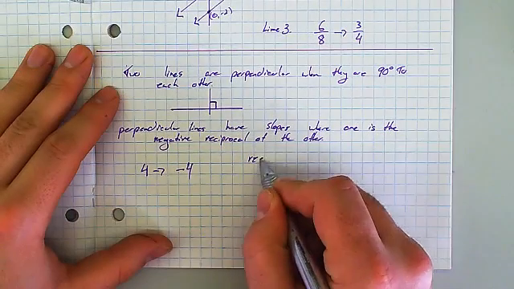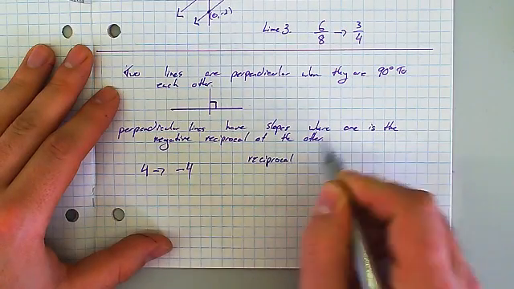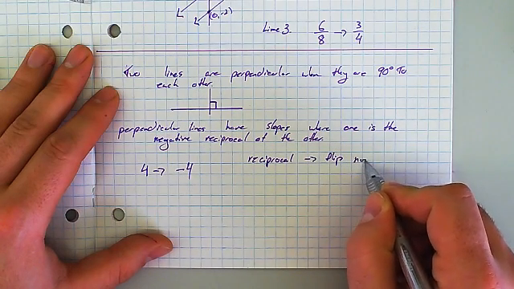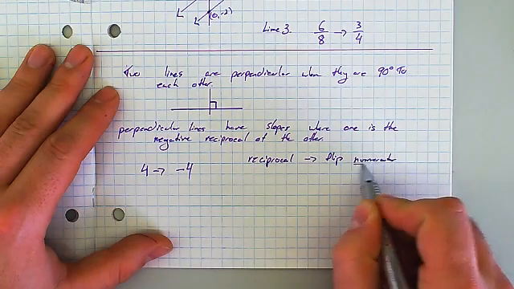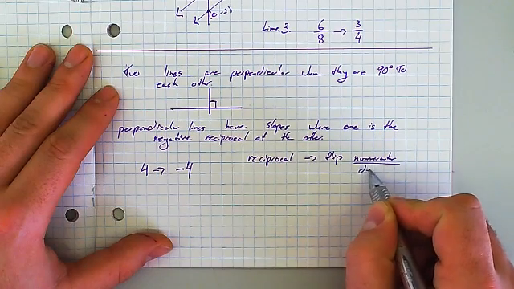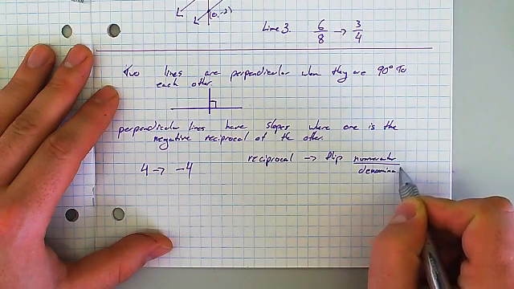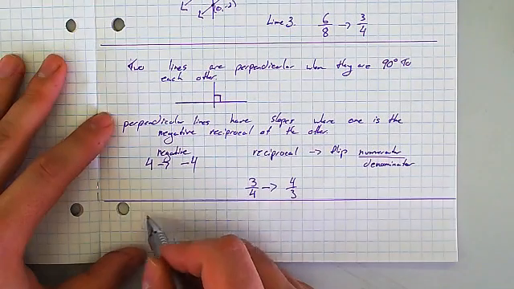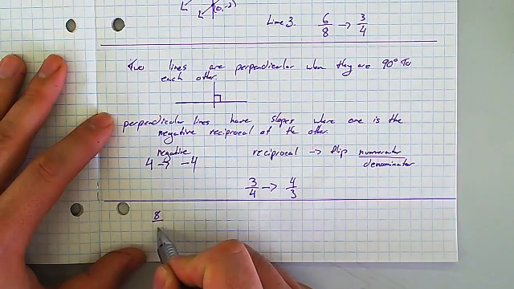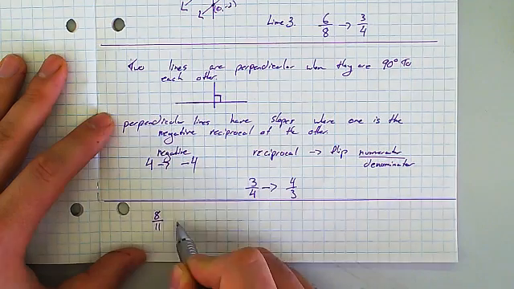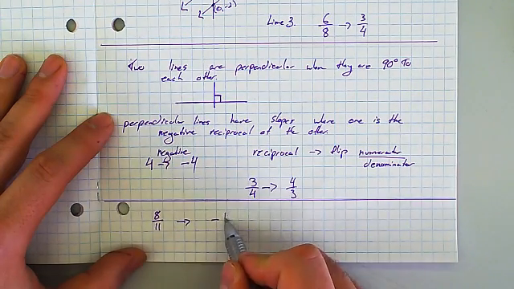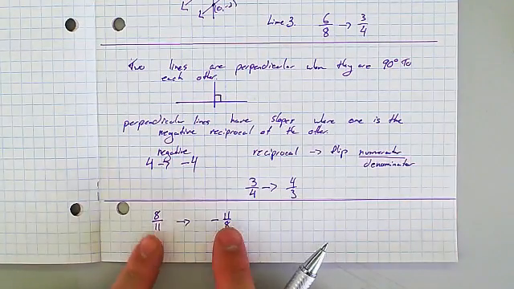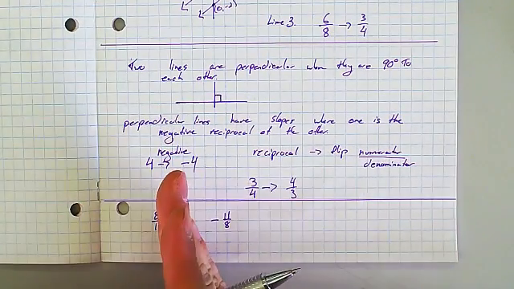So reciprocal is basically you're going to flip the numerator with the denominator. You do the negative reciprocal of, let's say, 8 over 11. That would turn into negative 11 over 8. That's all we're really doing to it. These two slopes, if we graph them out, will be at 90 degrees to one another.